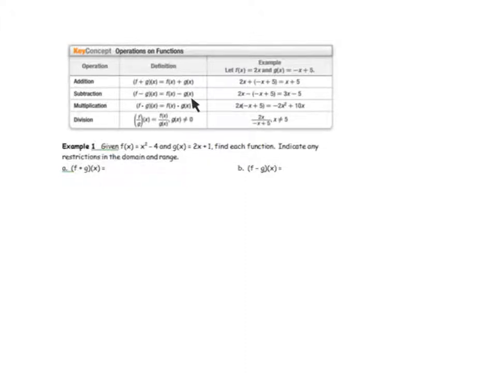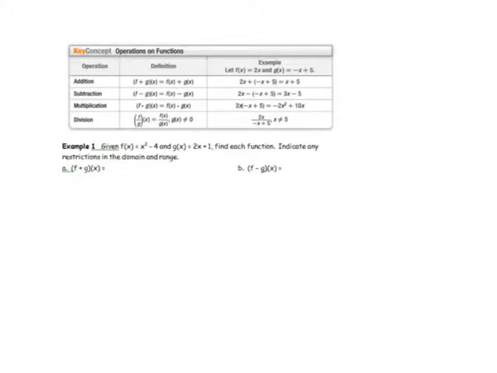Subtraction, you're going to subtract the second one. The hardest thing about that is that you're going to want to distribute the negative to the second function. Multiplication and division. Now, division has one additional caveat to it. Remember that you cannot divide by 0. So whatever the function is in the denominator, it cannot equal 0, so you would solve for the x value that would make that 0. And right here you can see that 2x over negative x plus 5, it doesn't matter what the x is in the numerator, but it does in the denominator. And so that would limit the domain.